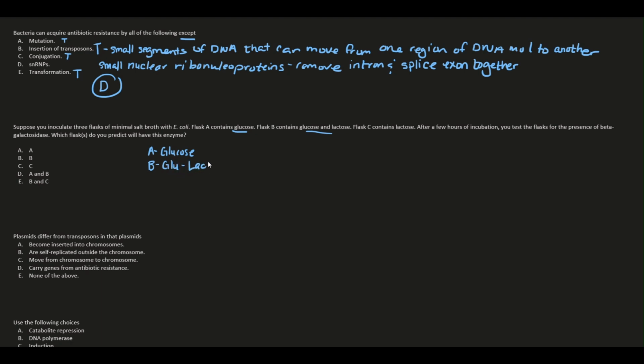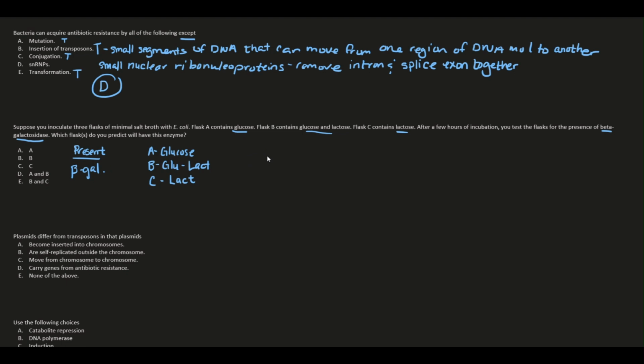And then we have flask C that contains just lactose. After a few hours of incubation, you test the flask for presence of beta-galactosidase. So that is present. Let's put that right here. Present. And it's beta-gal. Which flask do you predict will have this enzyme?